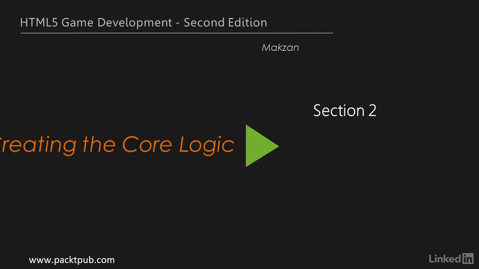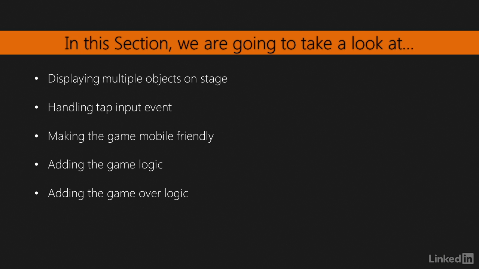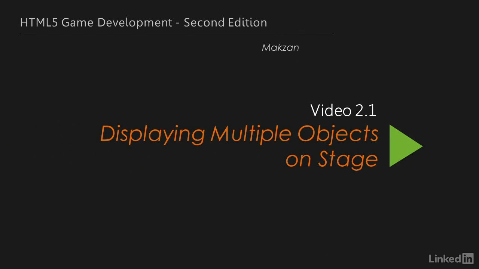Hello there. We are going to create the main game logic of the count game. We will place the background and multiple boxes on the stage. We also handle the click and tap event, which we implement the logic to let the player count the number to the end. Then we will implement the game over logic. Now we move on to the first video in this section.